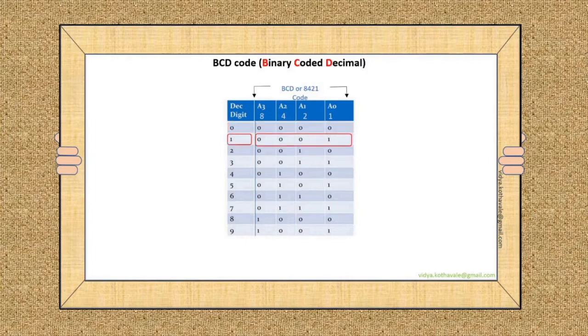decimal digit 1 has its 8421 equivalent as 0001, and so on it continues, and decimal digit 9 is equivalent to its BCD code or 8421 code as 1001. Note here that the bit A0 is the least significant bit and bit A3 is the most significant bit.